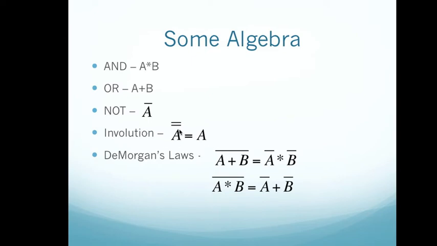There are a couple of algebraic rules that you need to do these derivations. The first is that not-not A is the same thing as A. So if A is 0, then you invert it, you get a 1, you invert it again, you get back to 0. So that's a useful and interesting fact.